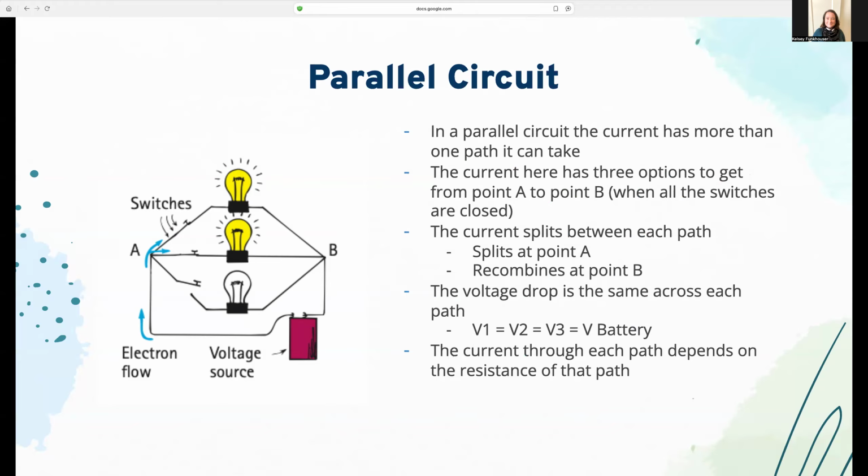And the current through each path depends on the resistance of that path. Since these, in our example, are identical light bulbs, that means they have identical resistance, so the current will be the same across all of them. But you can set things up differently with a different element in there, or maybe you put 2 light bulbs in one path, and that would change the amount of current that goes through it.